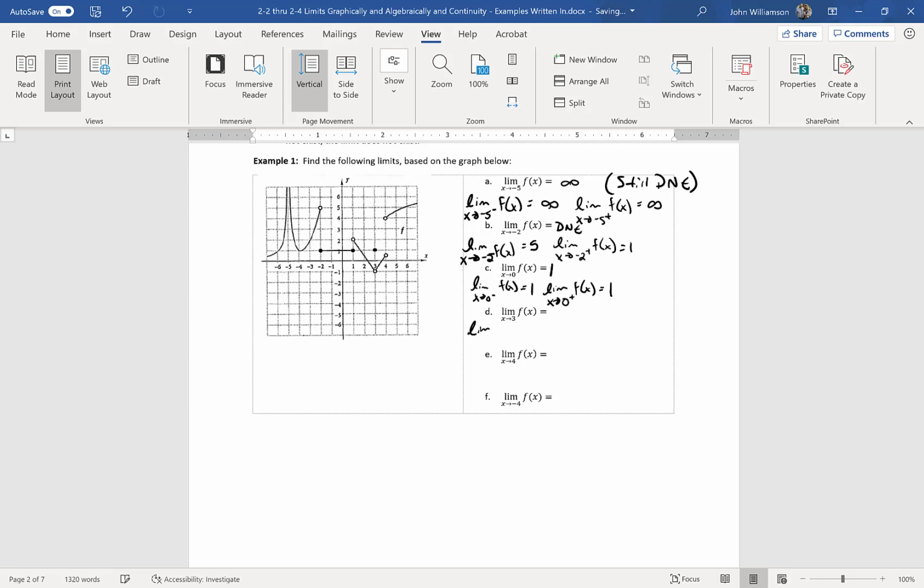For the limit as x is approaching 3, same idea. X is approaching 3 from the left. As we come into 3 from the left, we're going to -1. And the limit as x is approaching 3 from the right. Looking at the graph, coming into 3 from the right, we're also going to -1. The two one-sided limits agree, so -1 equals -1. So we know the limit as x is approaching 3 of the function is -1.